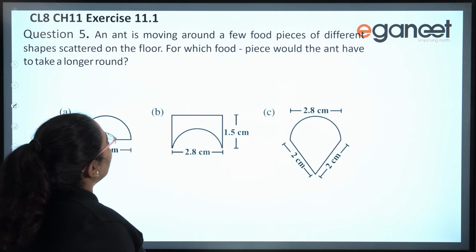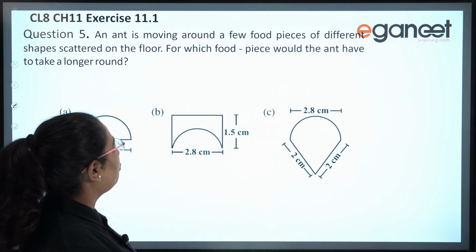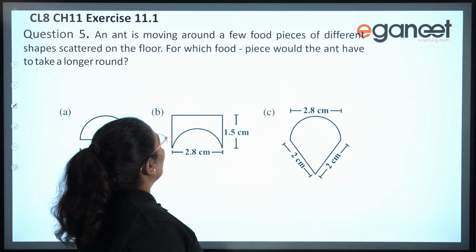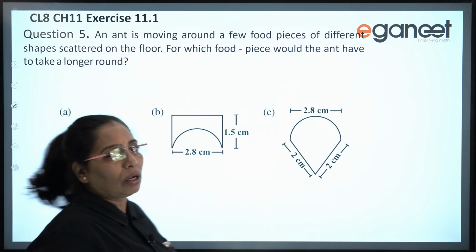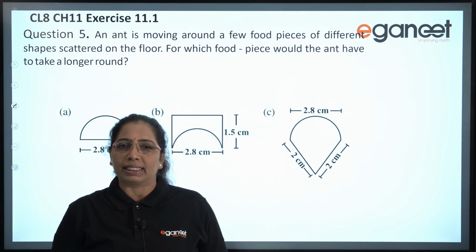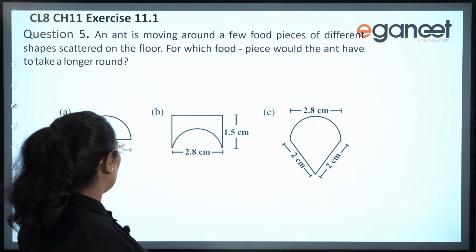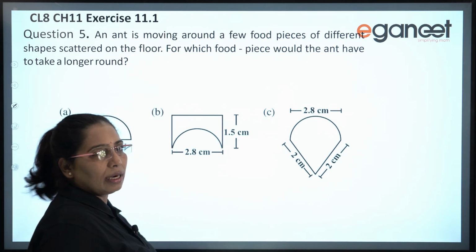An ant is moving around a few food pieces of different shapes scattered on the floor. For which food piece would the ant have to take a longer round? Certain figures of food pieces are given over here. We have to find out around which food piece an ant will take a longer round.